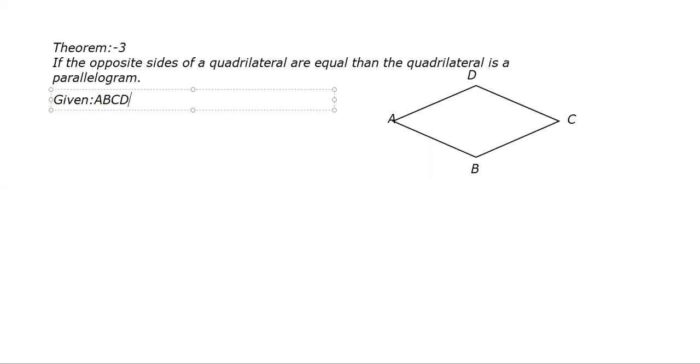ABCD is a quadrilateral in which opposite sides are equal, means AB is equal to CD and AD is equal to BC.